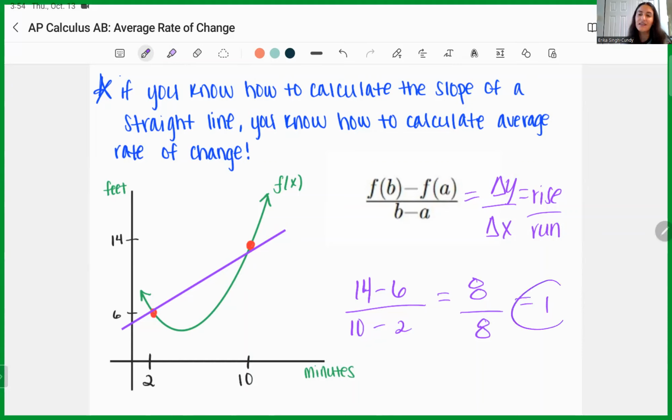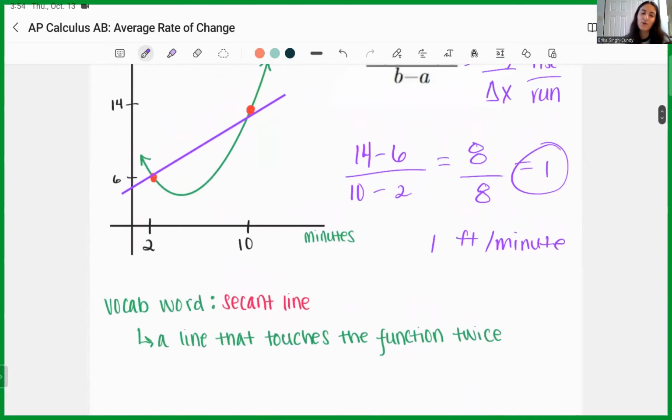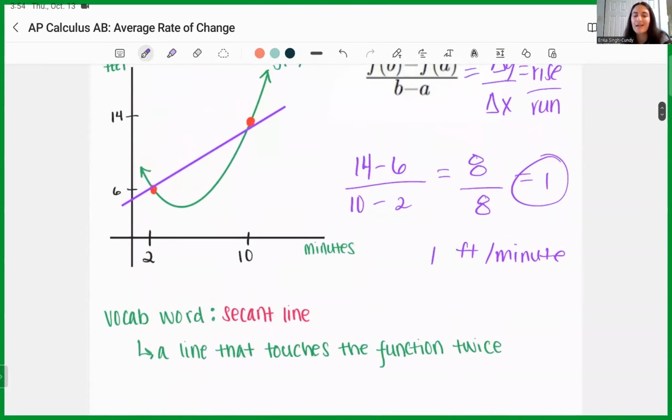So that means the average rate of change of this function between 2 minutes and 10 minutes is 1. So if we were to use the units of this problem, that means on average, you travel 1 foot per minute when you're out on this walk. So hopefully you can see all it is, is calculating the slope of a straight line. You just need to know where to get your f of b, f of a, b, and a from, and then you're good.